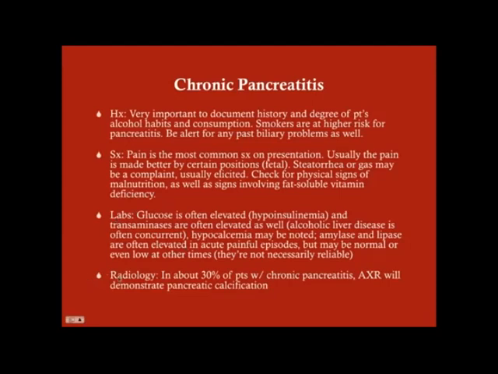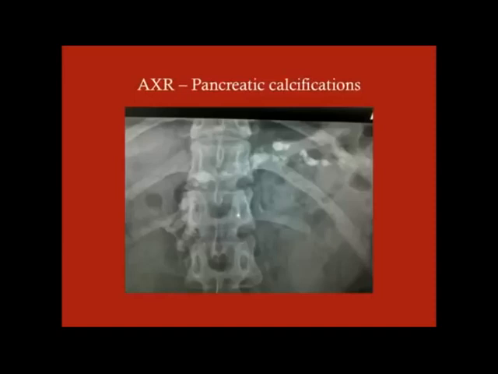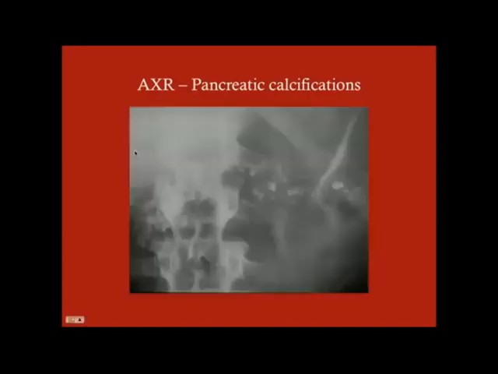As far as radiology, you'll want to make sure that you're getting an abdominal x-ray in any patient you suspect of chronic pancreatitis, because about 30% of them will demonstrate pancreatic calcification. And this is what that looks like. When you're looking for the pancreas, usually go about 2 or 3 spinal levels up from the superior iliac crest, and that's where the pancreas is. In a normal patient's abdominal x-ray, you shouldn't really be able to make out the pancreas. But if they have calcifications, you'll definitely see it.